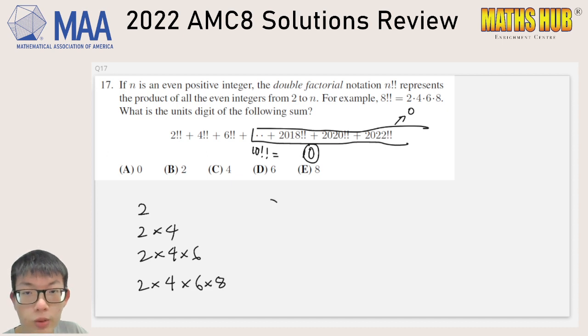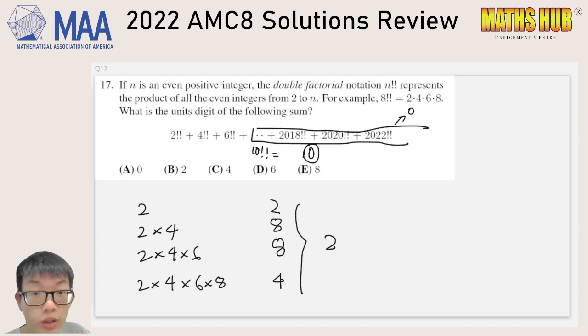So this is 2, 2 times 4 gives you 8, 8 times 6 gives you 48, so the last digit is also 8, and then 8 times 8 gives you another 64, so the last digit here is 4. Okay, so overall you get 2, 8, 8, 4, this sums up to 10 plus 12, 22, so the last digit is 2.